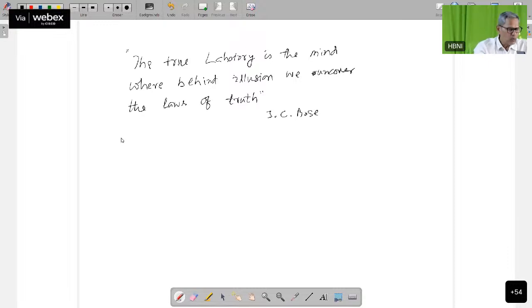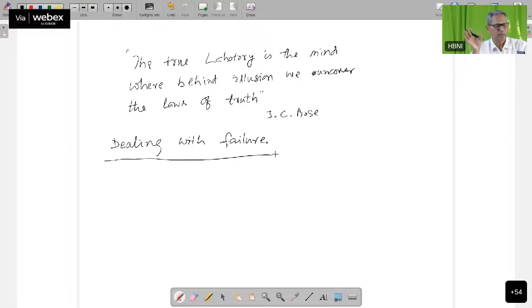So then, how to deal with a failure in research? Dealing with a failure. When you do a research, failure is very common. Suppose you do an experiment, it may not work. You did something, you expected that this should be like this, but it is not coming. And research is basically some sort of a random walk.